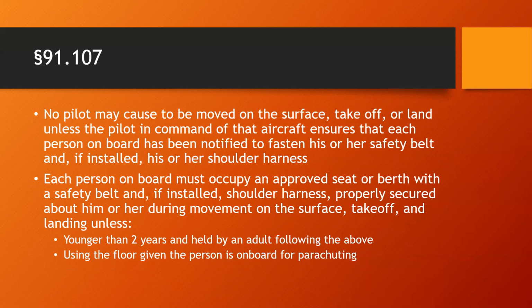So this is kind of an extension of the last rule, just saying that the pilot has to make sure that everybody knows how to use their safety belt. This is part of what's called the safety briefing that you must give passengers before a flight. And the pilot has to make sure that they're following those regulations, that they're fastening their seat belts and shoulder harnesses if equipped, and that person also has to be in a seat with a safety belt installed unless they're on board for parachuting or they're younger than 2 years old and being held by an adult.